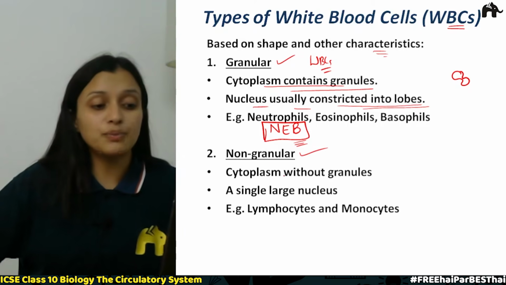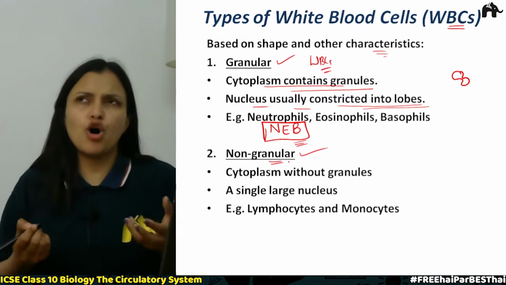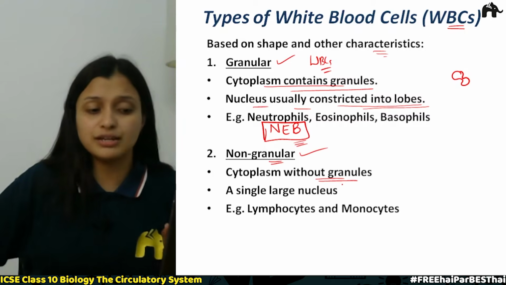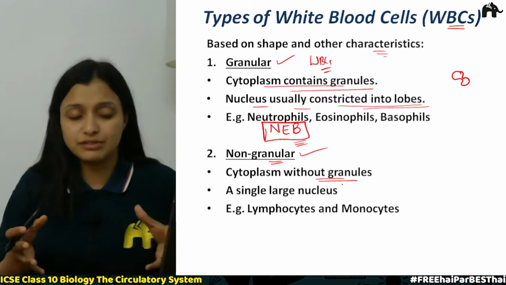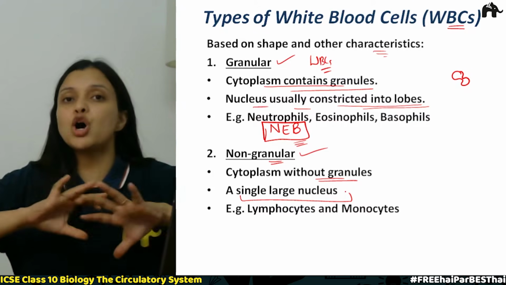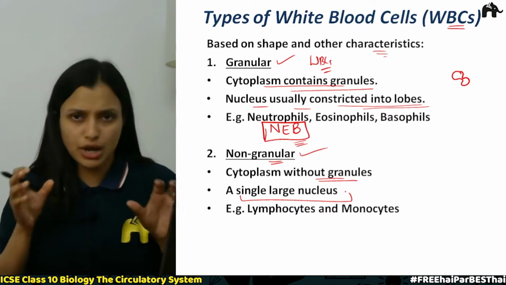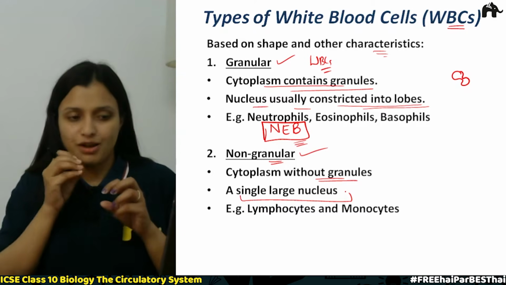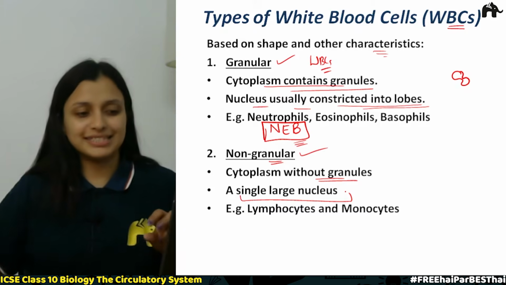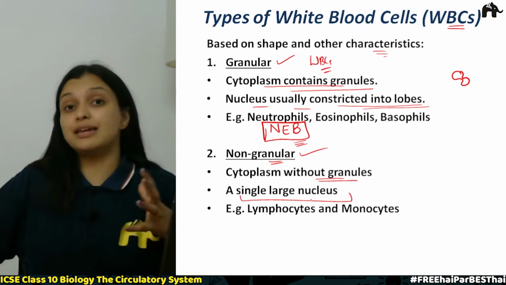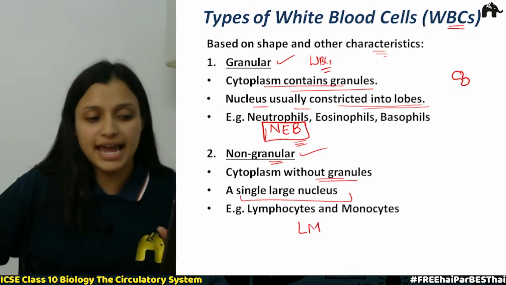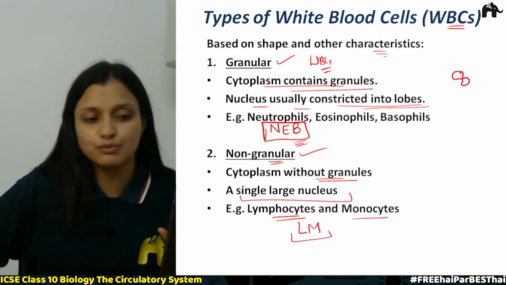Clear? The second one is non-granular or agranular. They do not have any granules. The cytoplasm does not have any granules and there is a single large nucleus. You will not see any lobes in this nucleus. I'll show you the diagrams of each and every WBC, so that time you can easily understand. So what are these agranular WBCs? They are LM, that is lymphocytes and monocytes.